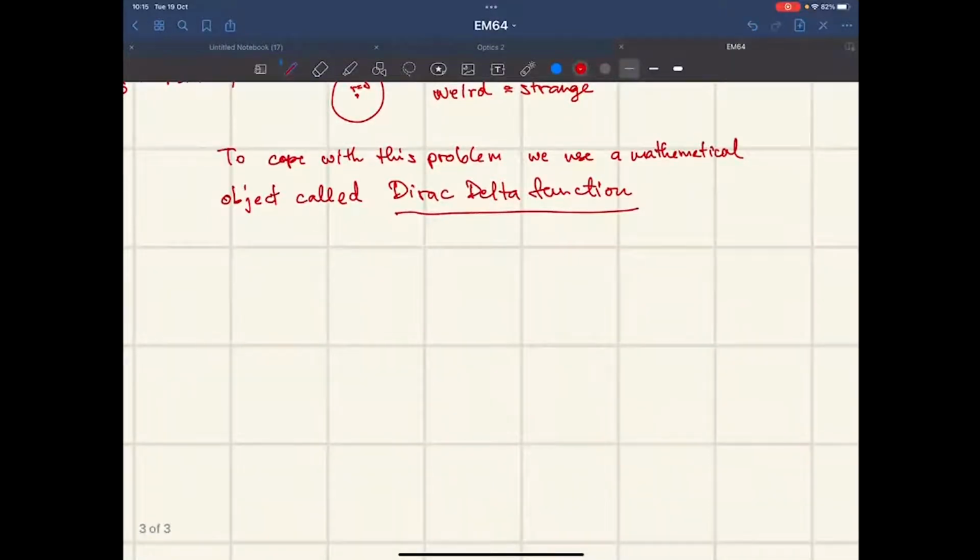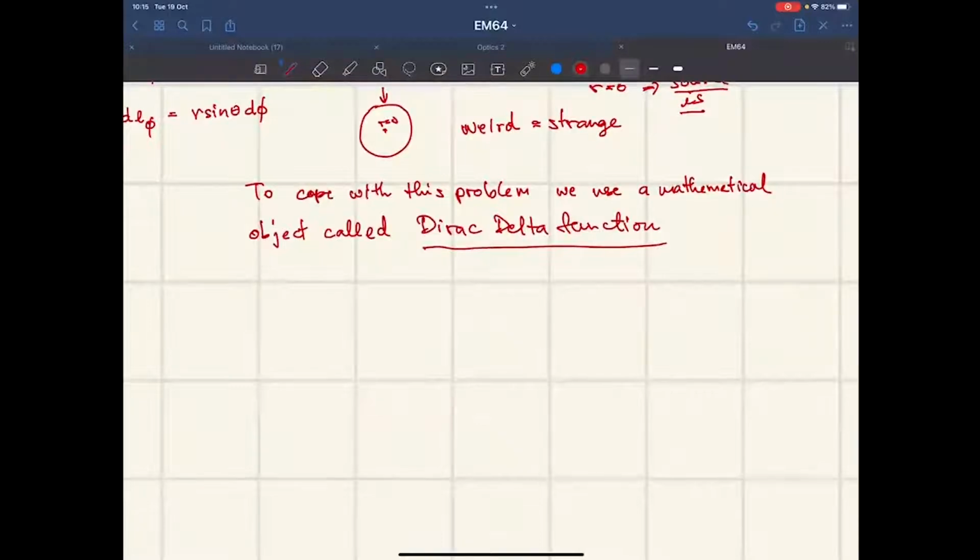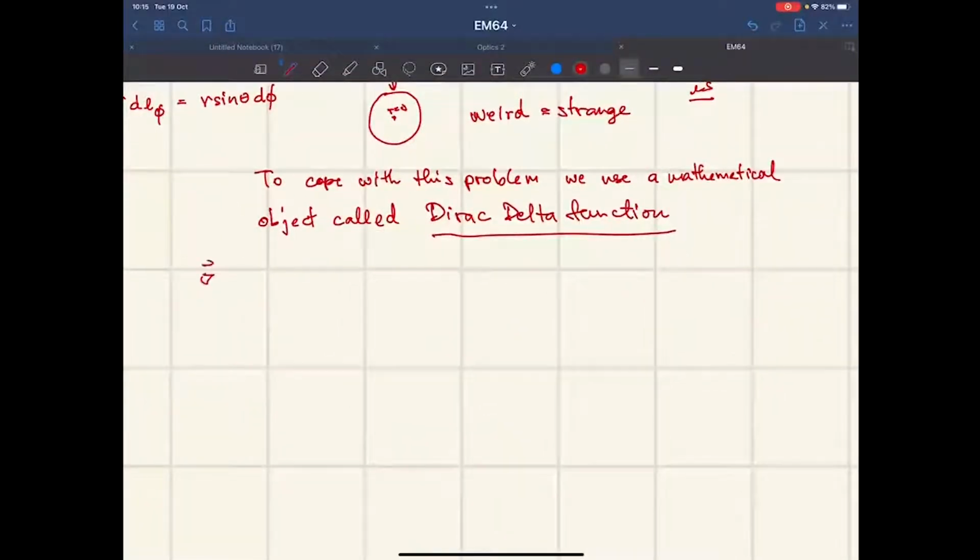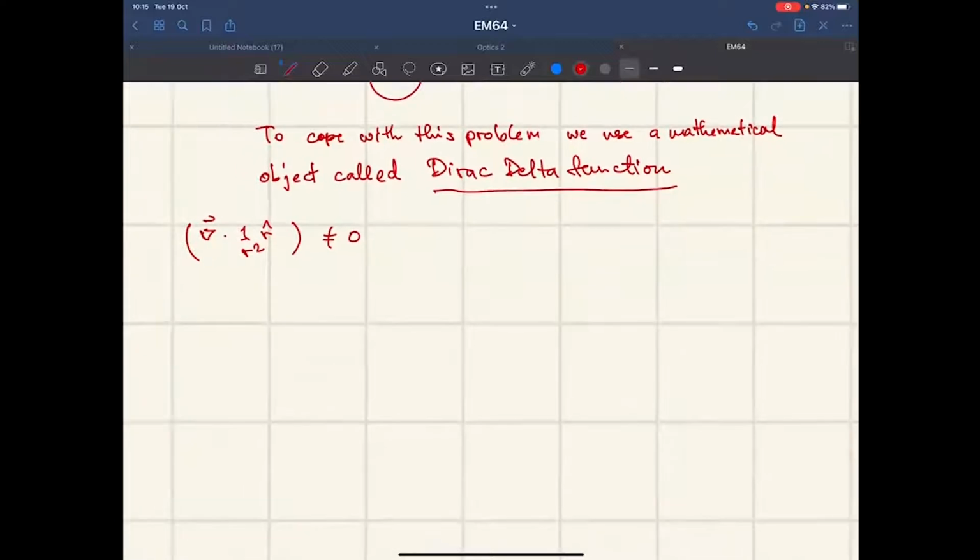This concept is really important, where the divergence of 1 over R square is not 0. This is basically the heart of electrodynamics. That's why I keep talking about it. I don't want to pass it and have you not understand a thing about it. So normally we use the Dirac Delta Function to represent a physical source.